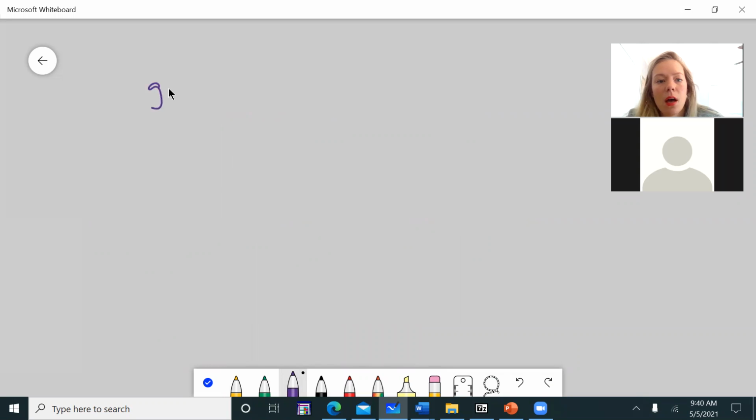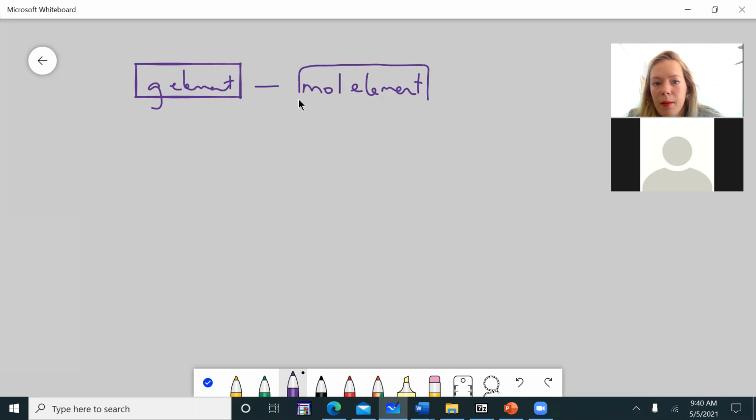grams of an element. We can convert that into moles of an element by using molar mass. All right, so this is molar mass, specifically molar mass of the element. So if it's for carbon, you need to use the molar mass for carbon. If it's aluminum, you use it for aluminum. When it's an element, you don't have to add up or calculate anything. You just use the straight number off the periodic chart.